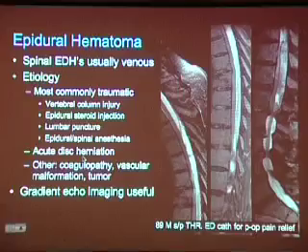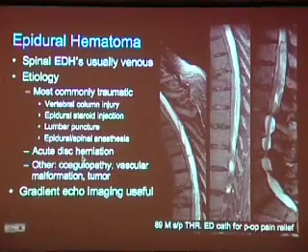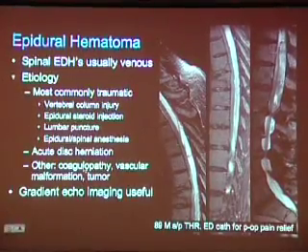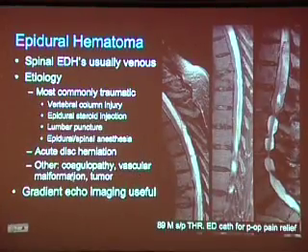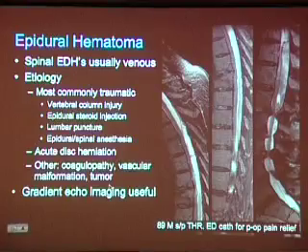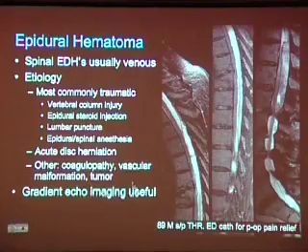An acute disc herniation is not usually associated with a clinically significant epidural hematoma, but it can be, and you can just get a spontaneous one if the patient is coagulopathic, has a vascular malformation, or a tumor. And if you're trying to sort out whether the stuff in the epidural space is blood or not, a gradient echo image in the sagittal plane can be useful.